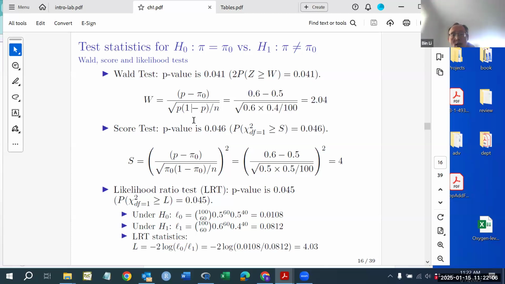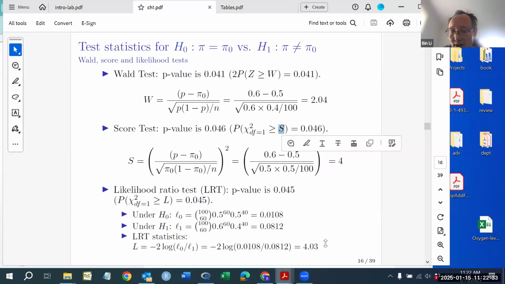And for the score test, the test statistic is this one, right? Based on the formula, I do the calculations, and it equals 4. So how do we find the p-value? This is using the chi-square with 1 degree of freedom. The test statistic is 4, right? So the p-value is the probability that the chi-square is greater than or equal to 4.